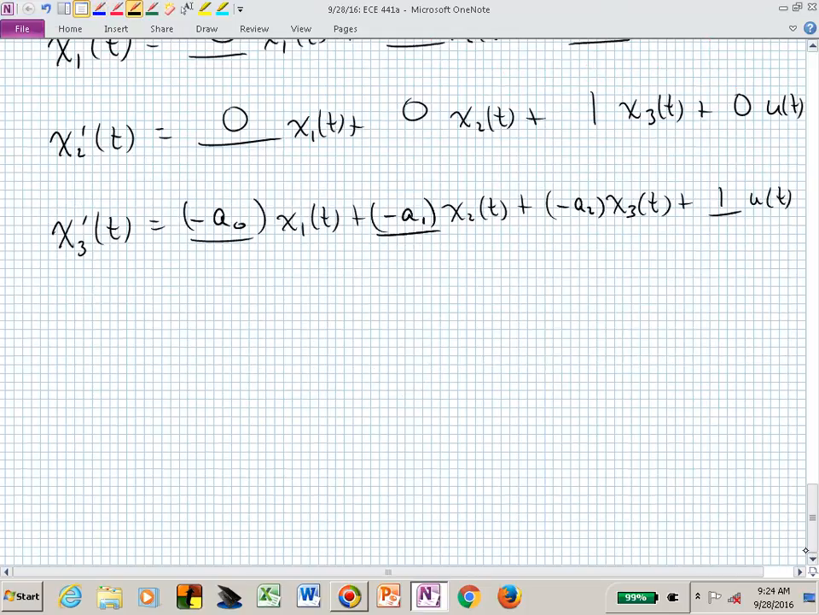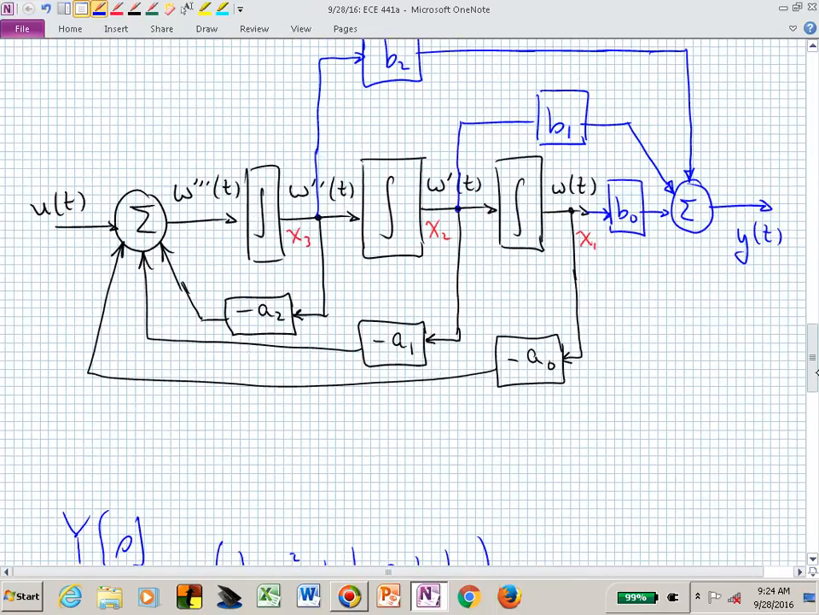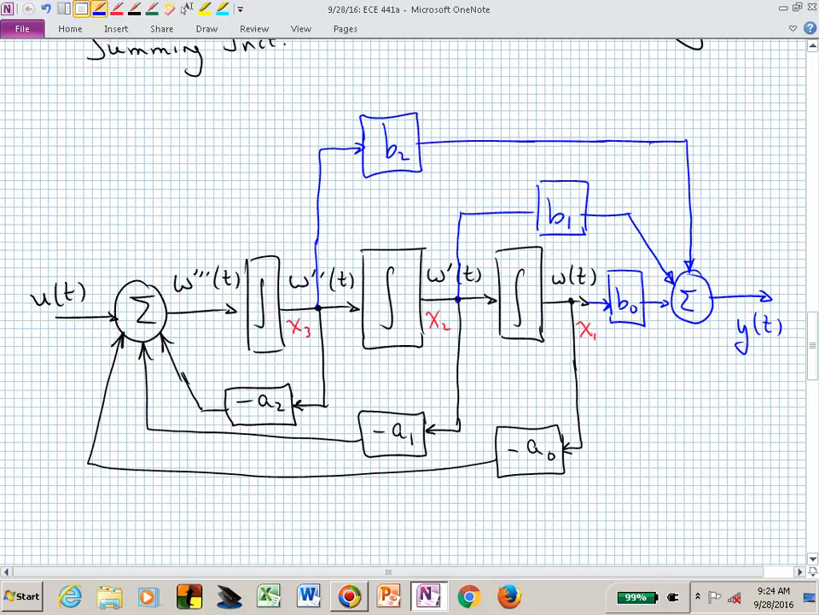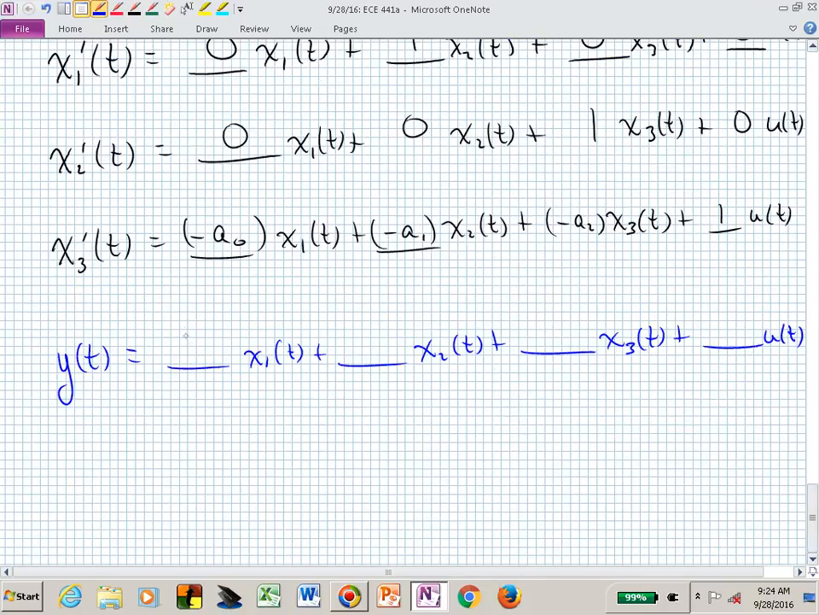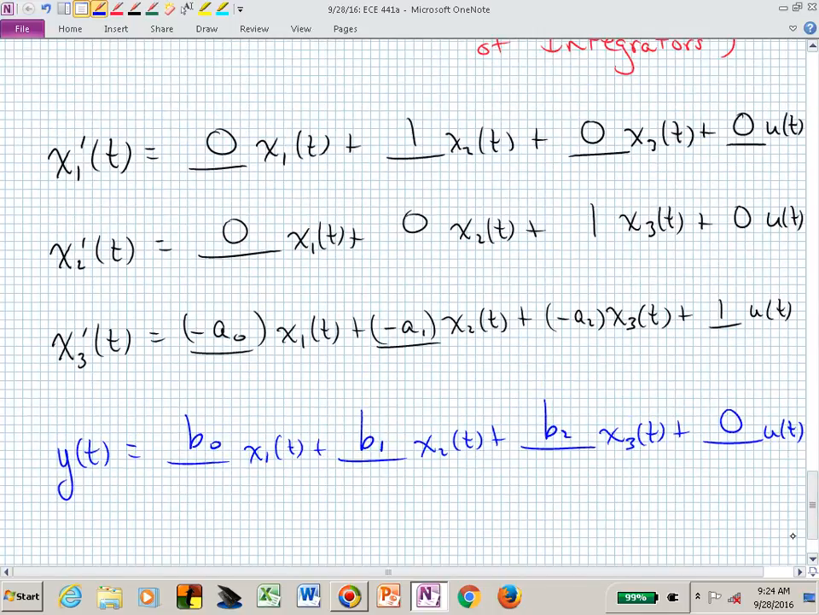And what is the output y? We want it to be a linear combination of the states and input. And we can figure out what it looks like in terms of weightings on our state variables simply by inspecting this all-integrator block diagram. We have b sub 0 scaling x1. We have b1 scaling x sub 2. We have b sub 2 scaling x sub 3, and we have nothing scaling u. And we're now in a position with these 4 lines to create our A, B, C, and D, which is in this case 0, since that's what this guy is.